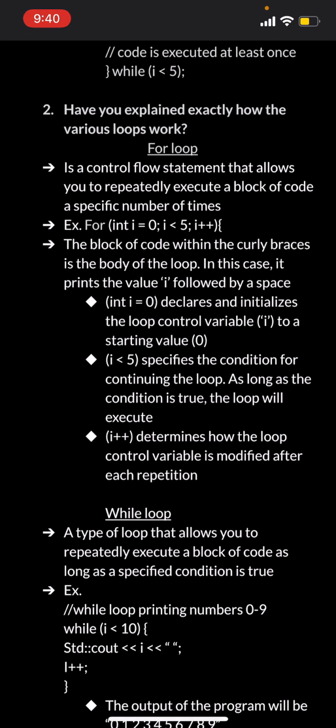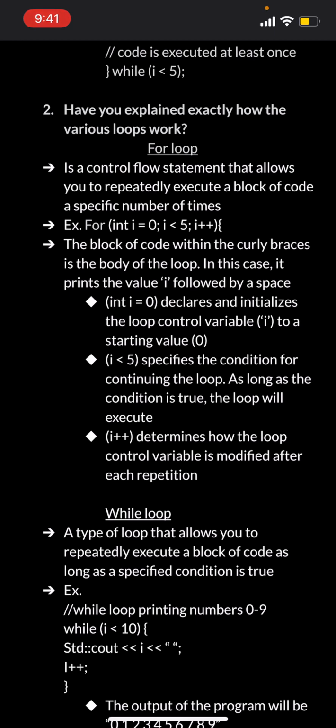So how the various loops work. A for loop is a control flow statement that allows you to repeatedly execute a block of code a specific number of times. For example, int i = 0; i < 5; i++. The block of code within the curly braces is the body of the loop. In this case, it prints the value i followed by a space.